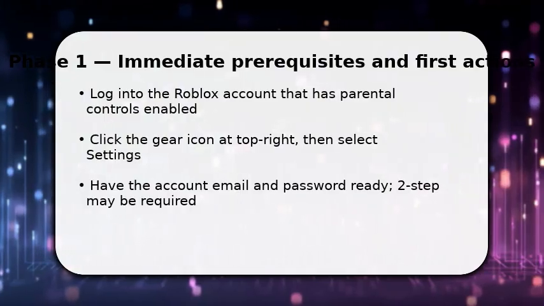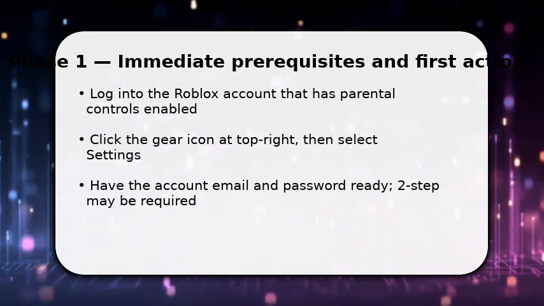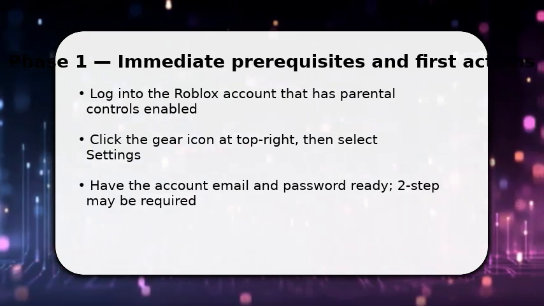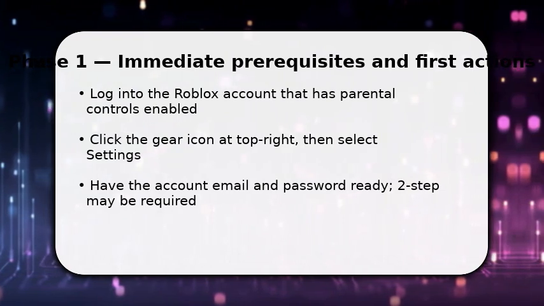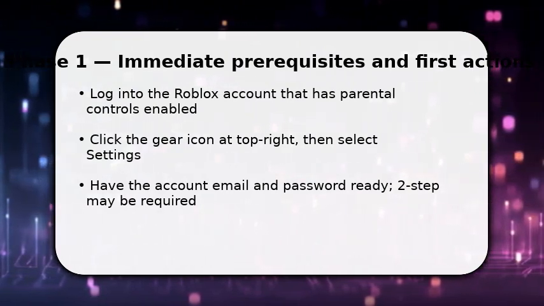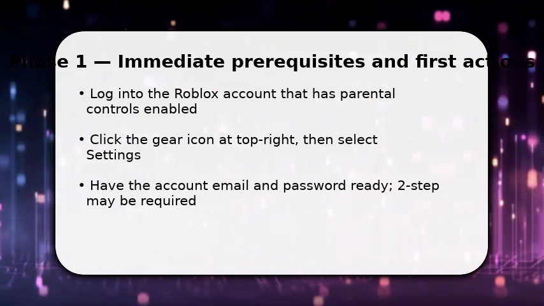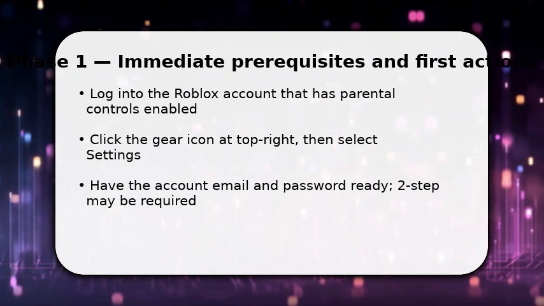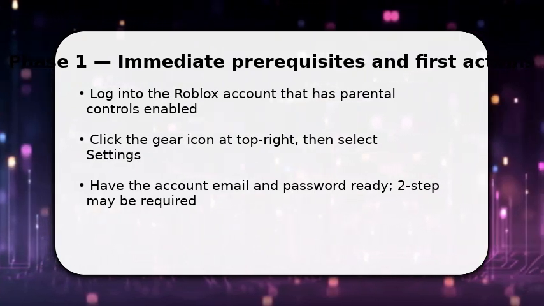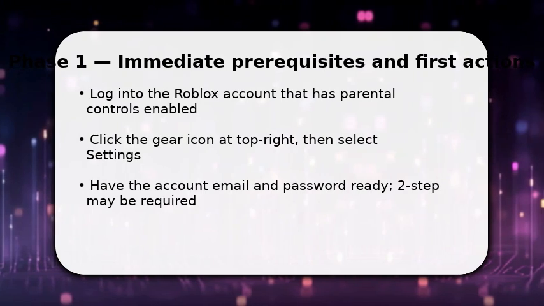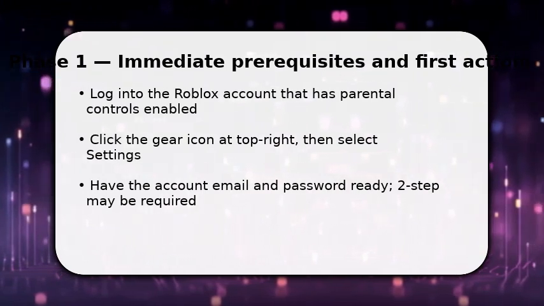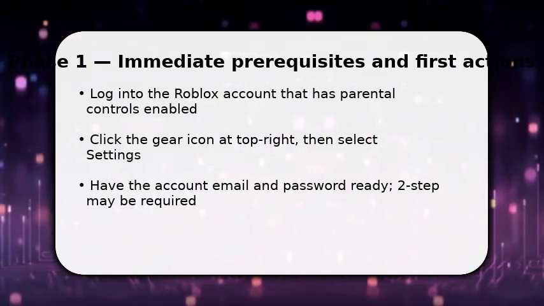You start by signing into the Roblox account that has restrictions. Once logged in, click the gear icon at the top right and choose Settings. Make sure you have the account email and password available because you may need to verify identity. If two-step verification is on, be prepared to enter the code. This immediate start gets you into the right menu fast so you can access privacy and parental controls next.